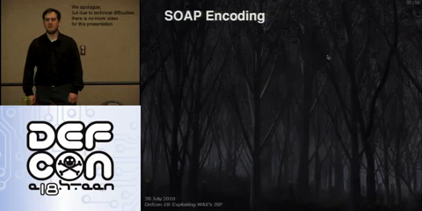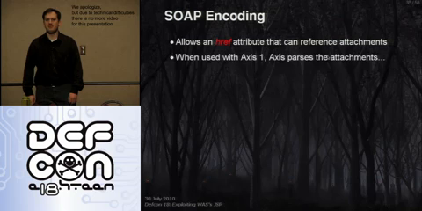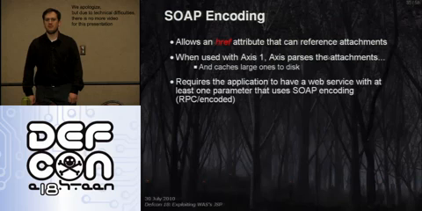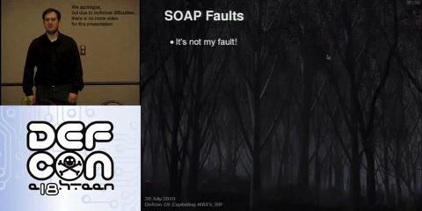So let's talk about SOAP encoding. SOAP encoding actually allows you to reference attachments. We just need to reference that attachment and it'll read them in. It allows this href attribute to be applied to parameters and such inside our SOAP message. So when used with Apache Axis 1, it'll actually parse the attachments and cache the large ones to our disk where we want them inside our WEB-INF directory. So this, of course, requires that we have a web service that's actually using SOAP encoding. So we're talking here about RPC encoded messages as opposed to document literal or RPC literal, which are different methods of using SOAP. I swear this is not my fault.